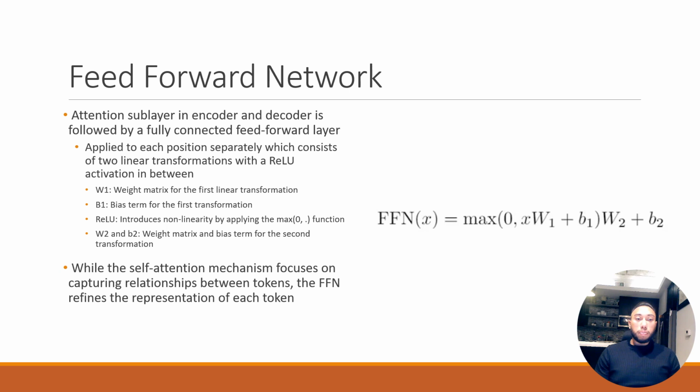And so W1 is depicted as the weight matrix for the first linear transformation. B1 is depicted as the bias term for the first transformation. The ReLU introduces non-linearity by applying the max function. And then W2 and B2 are the weight matrix and bias term for the second transformation. It's important to know that while the self-attention mechanism focuses on capturing relationships between tokens, the FFN, or the feed-forward network, refines the representation of each token.